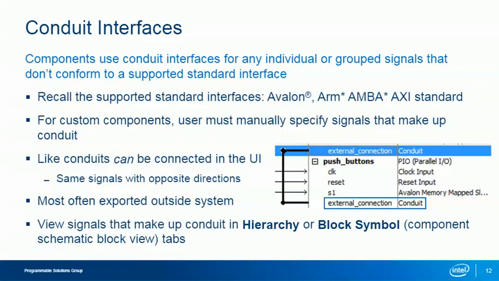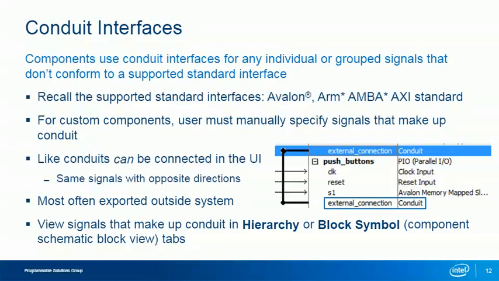Next are conduits. Conduit interfaces in Platform Designer represent any non-standard interface types or signal groups. They can contain any arbitrary signal or collection of signals. Conduits appear right along with standard interfaces for a component in the System Contents tab. While conduits can be connected to other conduits with the same signals, more often than not they are exported out of the system to be connected externally.